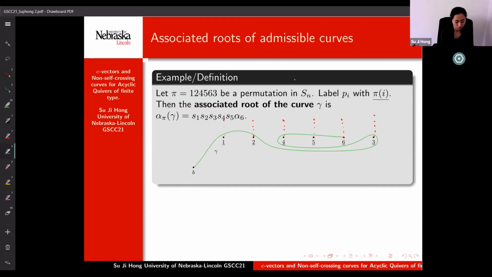If you're wondering what this reflection I'm talking about is, well, you can think of roots as being roots in some space, and you're reflecting over some hyperplane. But in this case, I'm just going to think about it this way. So let's say we're looking at this type of quiver.